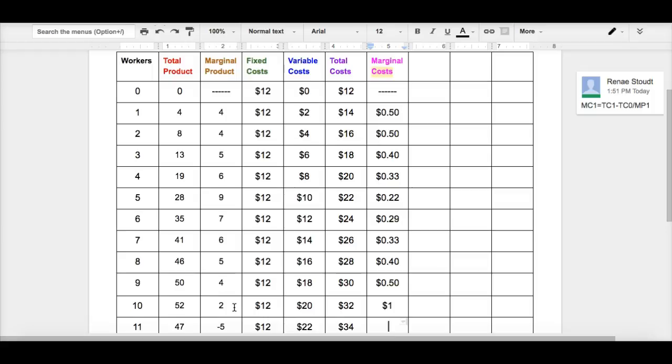And at 11 workers, we can't do this one. The reason we can't do this one is that we would divide by a negative marginal product. And if you divide by a negative marginal product, you're going to get a negative cost. That doesn't make any sense. A negative cost. So what is that? They pay you? I don't even know. So we can't do any one that has a negative marginal product.